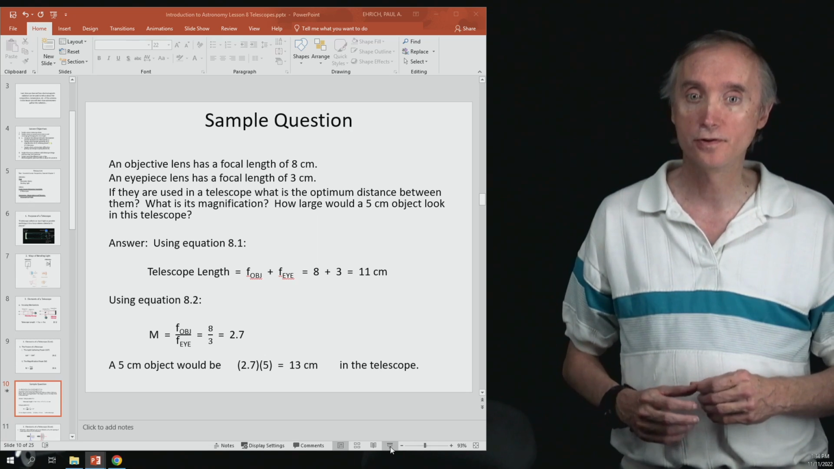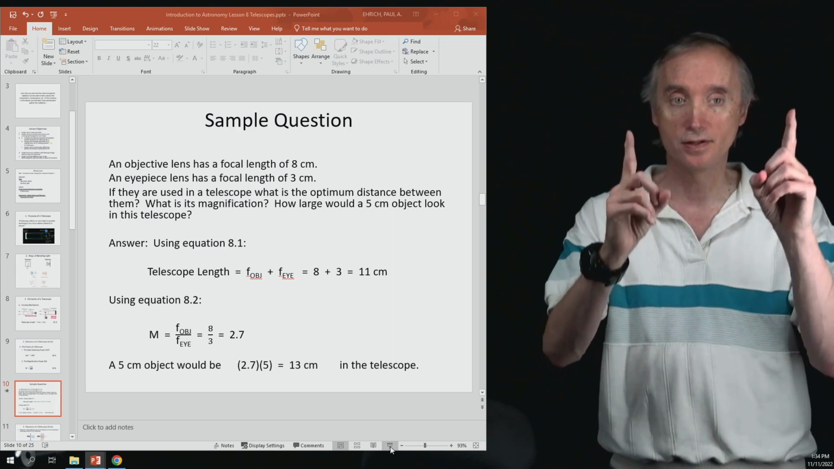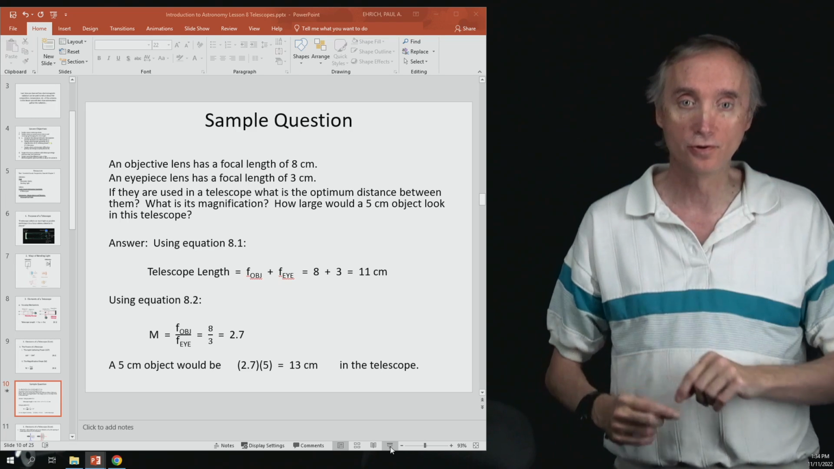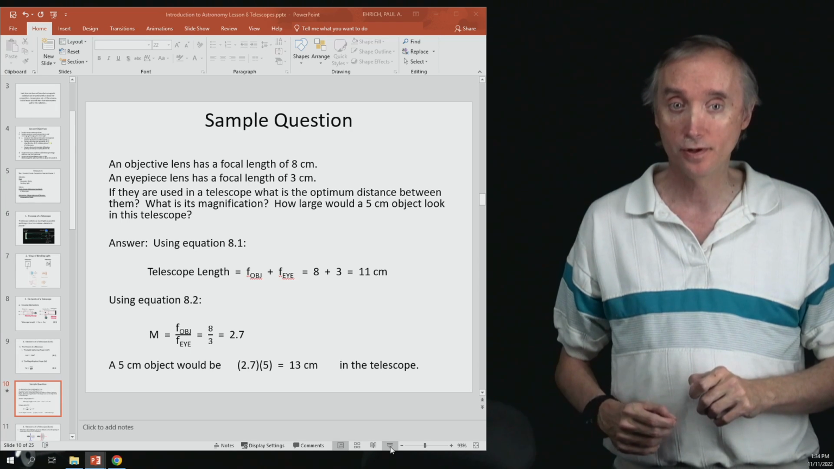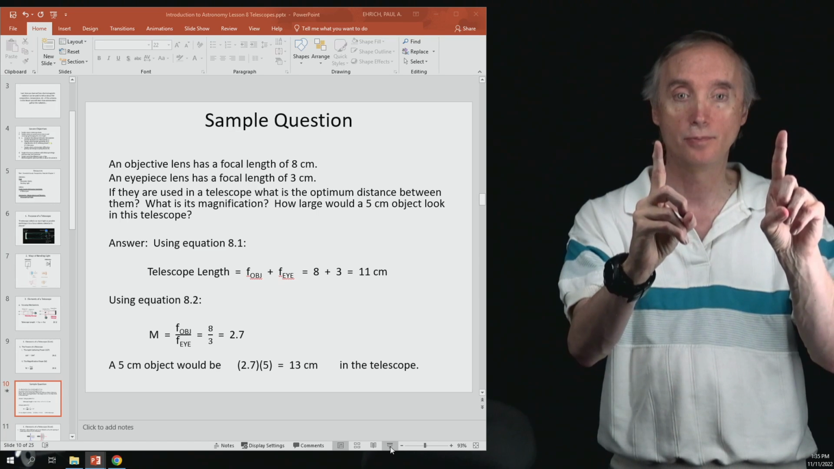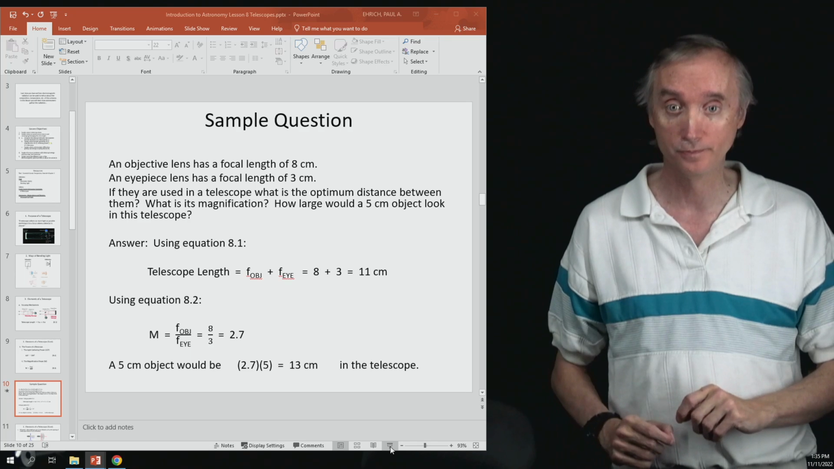Okay, so we're first using equation 8.1. The distance between the two lenses is found by just adding the two focal lengths. So 8 plus 3 makes 11 centimeters. We're going to take the two lenses and put them 11 centimeters apart. That's going to be the length of our telescope.